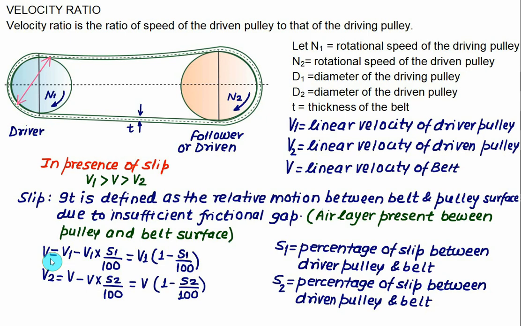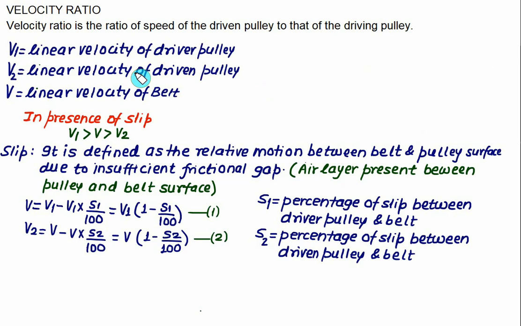In the first case, the velocity of the belt is lower as compared to the linear velocity of the driver, so we have subtracted the quantity V1 into S1 by 100. In the second case, the driven velocity will be lower as compared to the belt speed, so V2 is equal to the velocity of the belt minus the percentage we have to subtract.